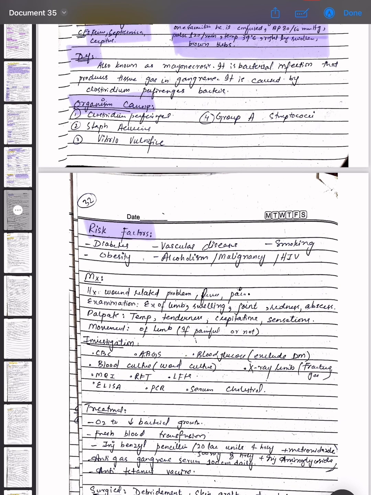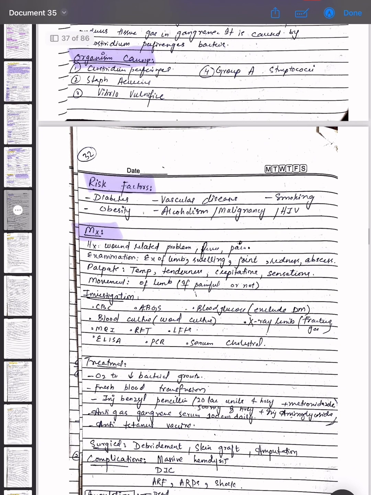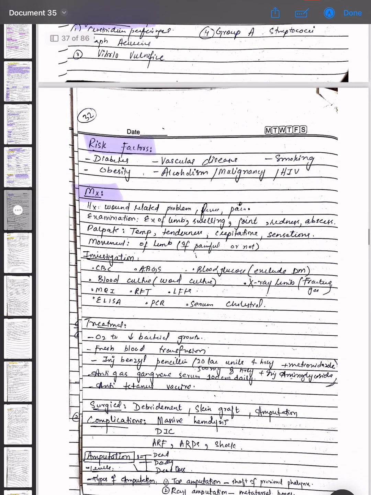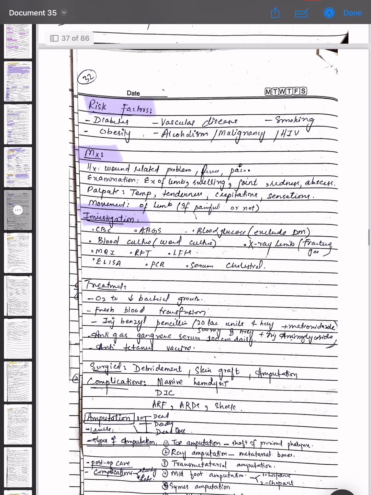What are the management options for gas gangrene? These are history, wound related problems, fever and pain. Then examination is done for limb swelling, redness, and abscess. Then palpate temperature, tenderness, crepitations, and sensation, and movement of limbs is checked. What are the investigations that are done for gas gangrene? These are CBC, arterial blood gases, blood glucose to exclude diabetes mellitus, blood culture, wound culture, X-ray for limb fractures and gas, MRI, RFT, LFTs, ESR test, PCR, and serum cholesterol.